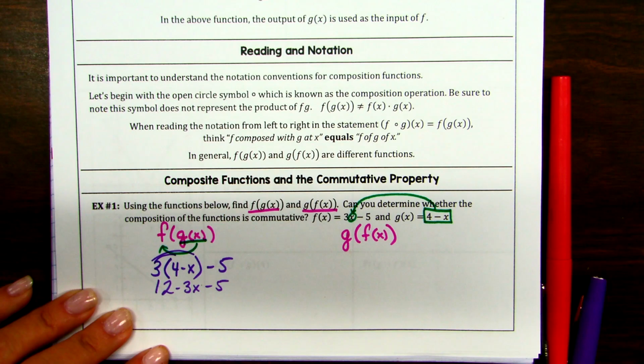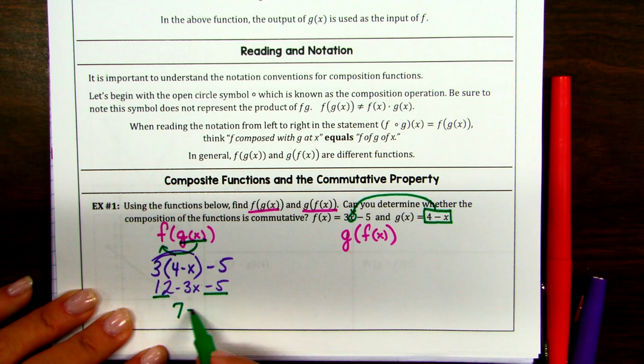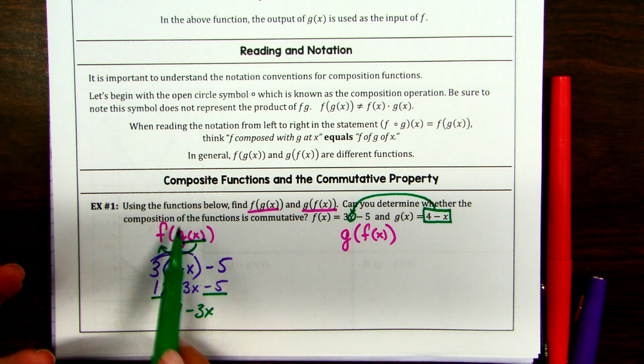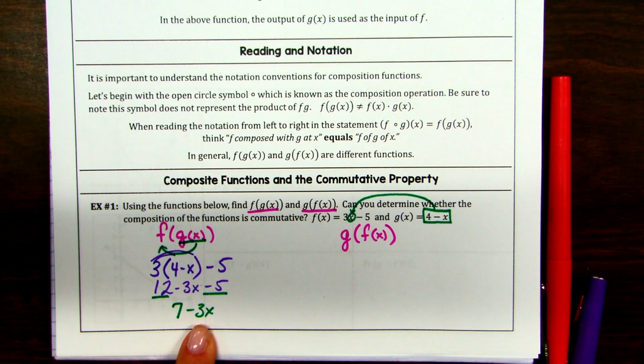And combine like terms. We're not solving an equation, we're simplifying, okay? So 12 minus 5 is 7, and then we have the minus 3x. You could write it just like that, or you could write it as negative 3x plus 7. Either way is fine, okay? So when we mix these two functions together in this specific order, it simplifies down to that, okay?